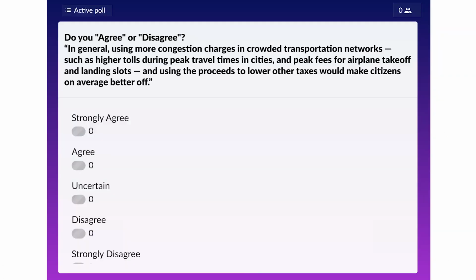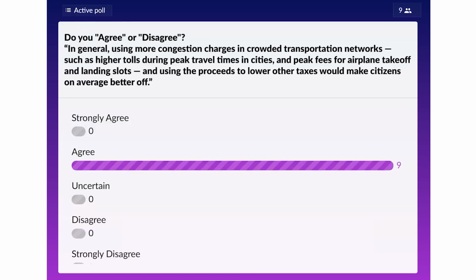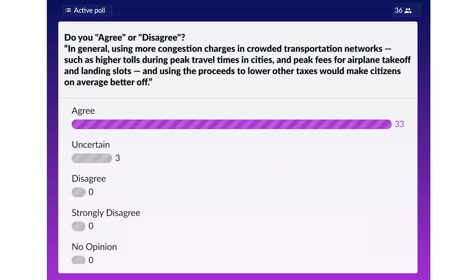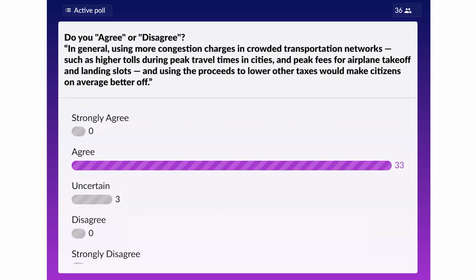So, okay, the first one is the poll. Do you agree or disagree with this statement? In general, using more congestion charges in crowded transportation networks, such as higher tolls during peak travel times in cities, and peak fees for airplane takeoff and landing slots, and using the proceeds to lower other taxes would make citizens on average better off. Here we see that a lot of people agree, but some people are still not sure. That's fine. It's okay to disagree.